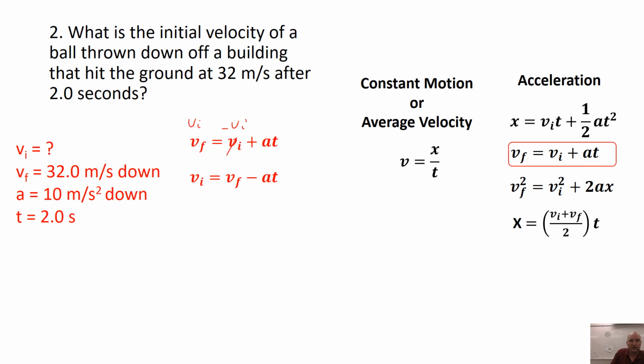And when I did, it got rid of that, and it made... actually, I didn't do that. I went ahead and I was solving for VI, so I went ahead and subtracted. This is what I did. I subtracted AT from both sides, and when I did that it got rid of the AT here, and it made VI equal to VF minus AT.